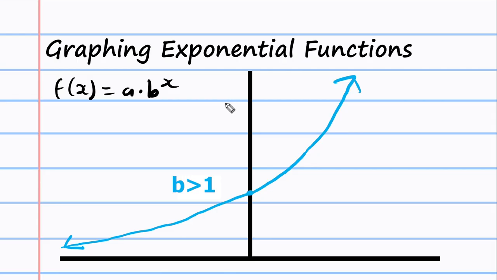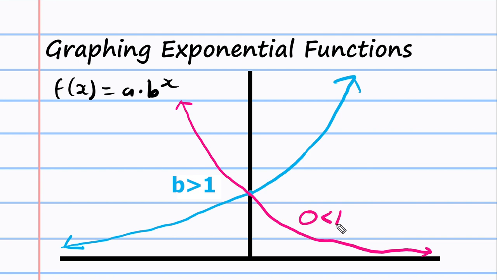Exponential decay, on the other hand, is when b is greater than 0, but is less than 1. Not less than or equal to 1, just less than 1. These functions start out at really high values, but then gradually approach 0. So this is if b is greater than 0 but less than 1. So the blue one is exponential growth and the pink one is exponential decay.